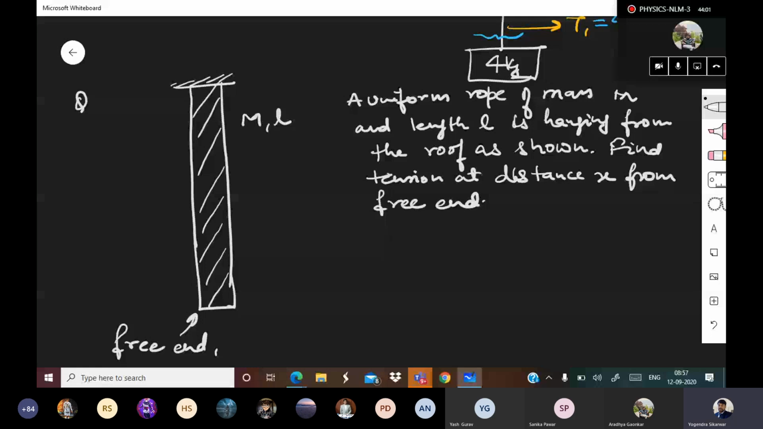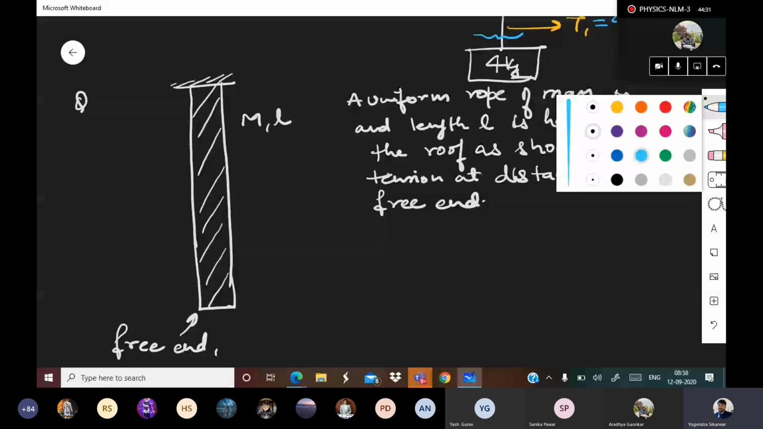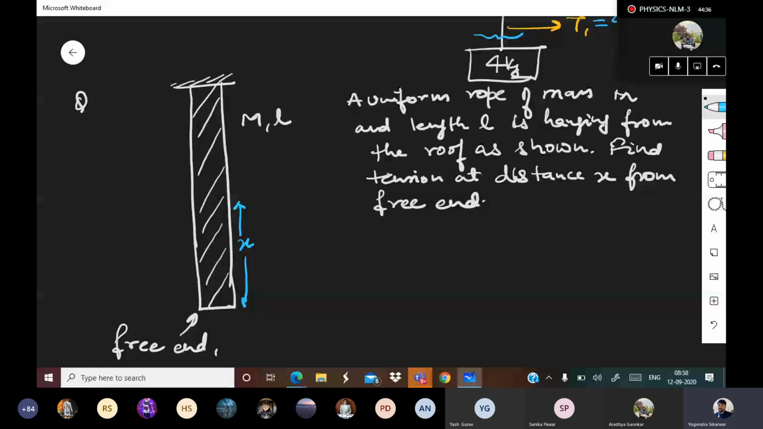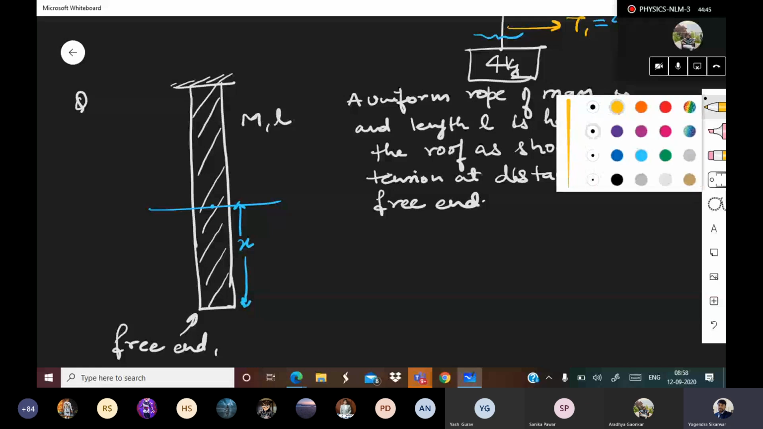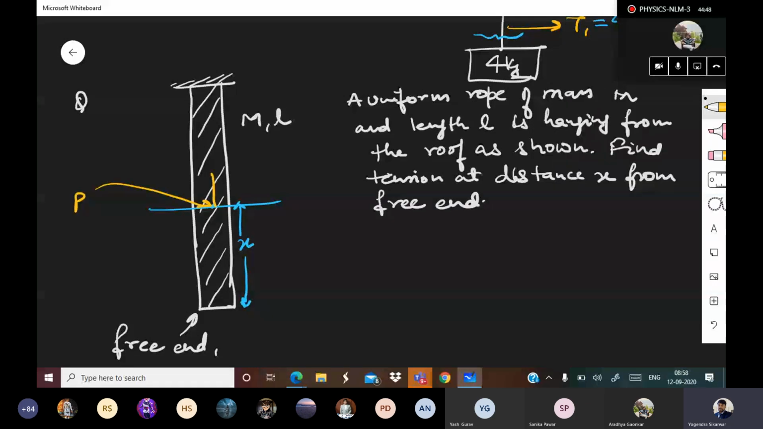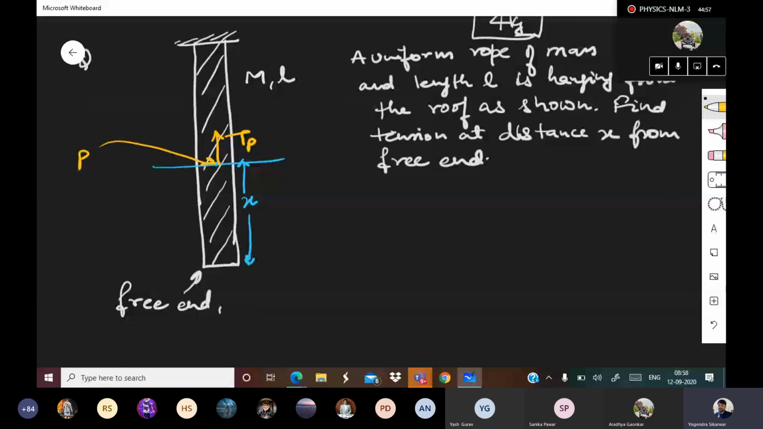Okay, everyone, please pay attention. What we are doing is going at a distance x from the free end, and we are reaching, let's say, point P, and finding tension at point P, that will be Tp. As I told you, if we cut it from point P, then this much portion will fall.